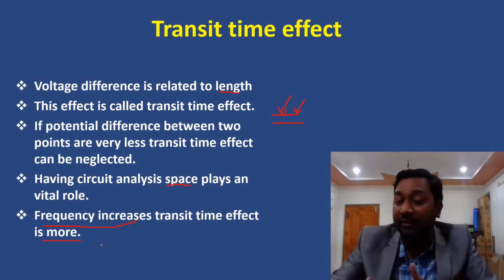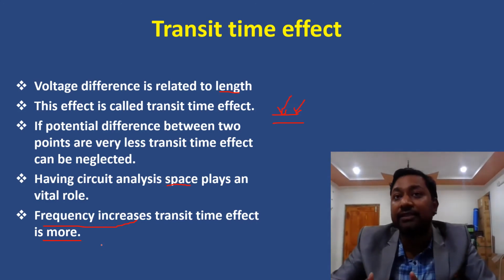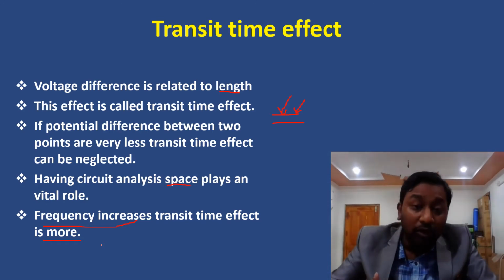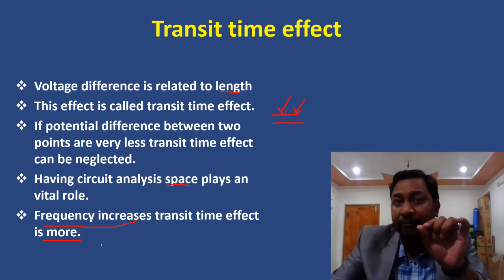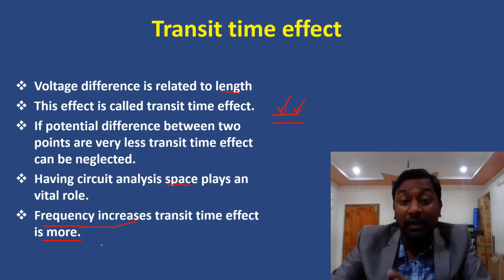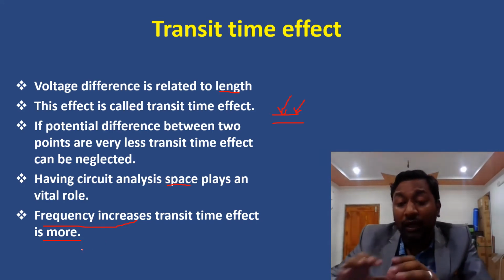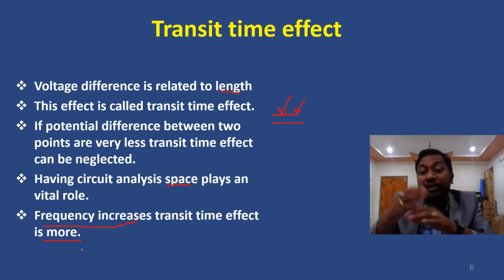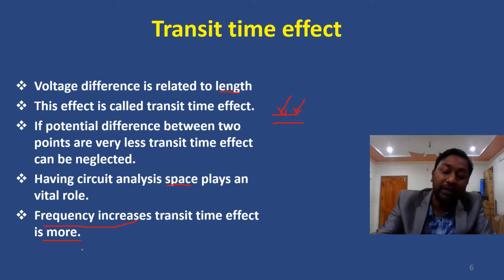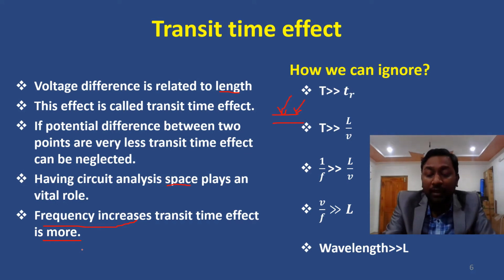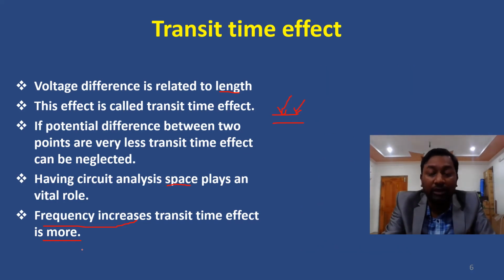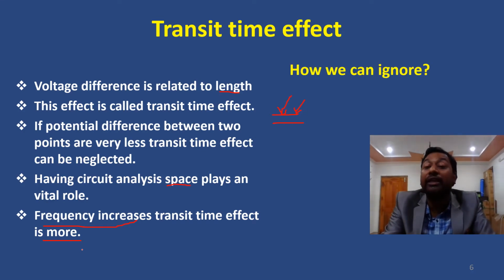If length increases, the transit time effect will increase. If frequency increases, the transit time effect will increase. Now if the voltage difference between 2 points is very less, then we can ignore the effect of the transit time. So now the question is why the voltage difference between 2 points. One way, we have seen the signal does not reach instantly, it takes some time from one point to another. Another way, from the circuit point of view, we can also see why the transit time effect is there. So now the question comes in your mind, how can we ignore the transit time effect?